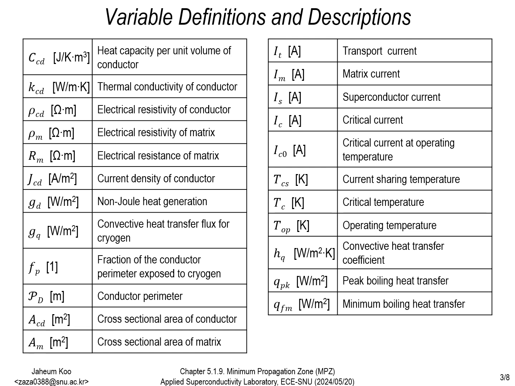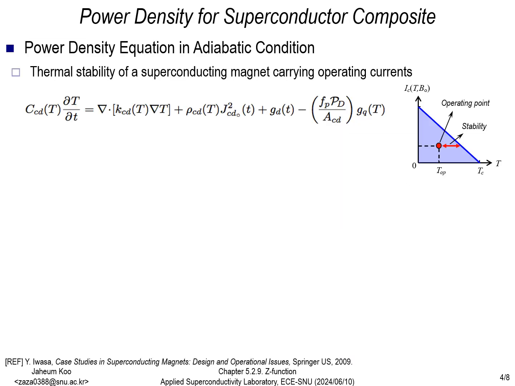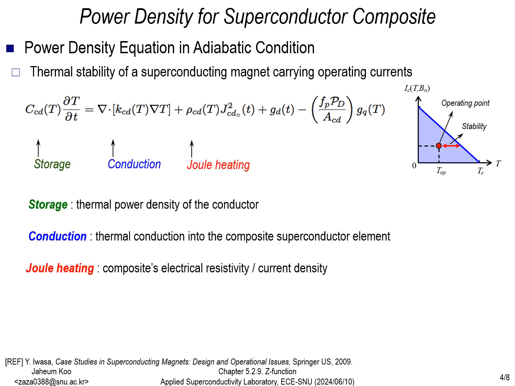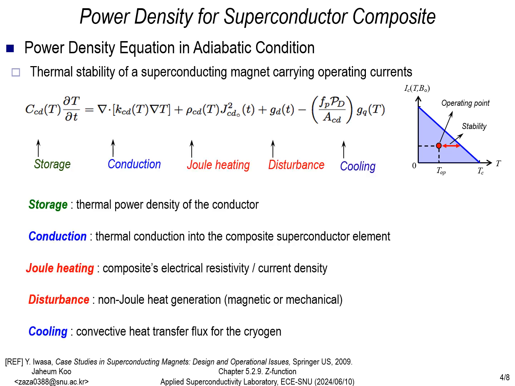This page contains parameters commonly used in Chapter 5. In a superconducting composite, the power density equation can be constructed using 5 key elements: storage, conduction, Joule heating, disturbance, and cooling. In adiabatic conditions, we ignore conduction, disturbance, and cooling in the power density equation.